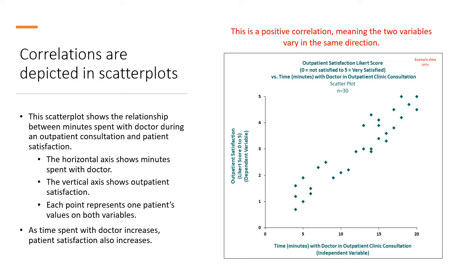So for example, looking at this individual right here, this individual has a 5 in terms of spending 5 minutes with the doctor, and their satisfaction is very low at a 1. This individual up here had almost 20 minutes with the doctor, and their level of satisfaction is at 4. And so you can see here that each of these points represents an individual.